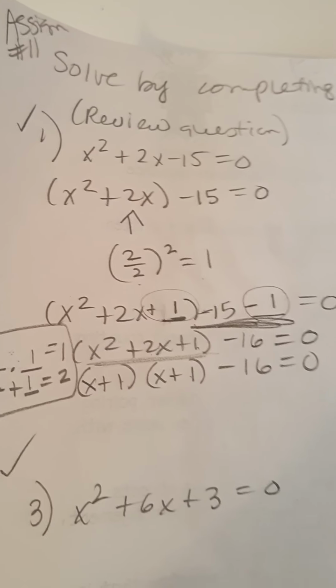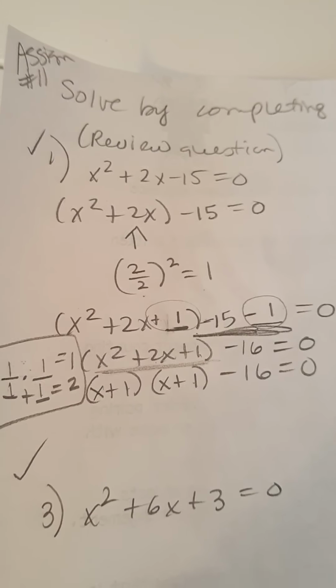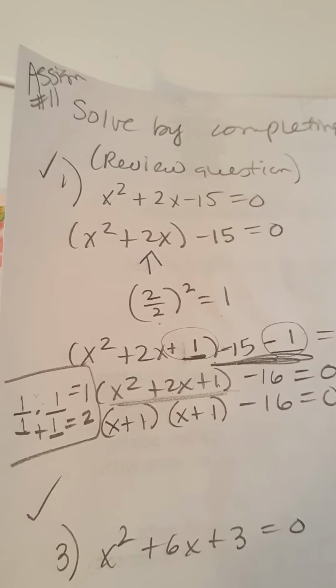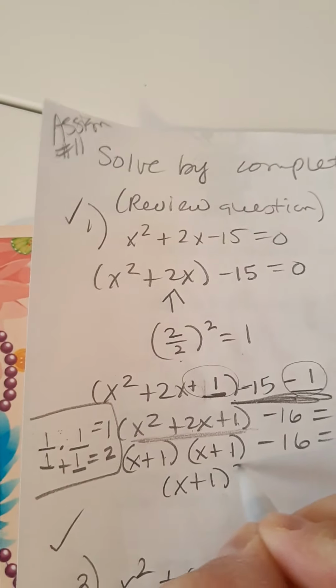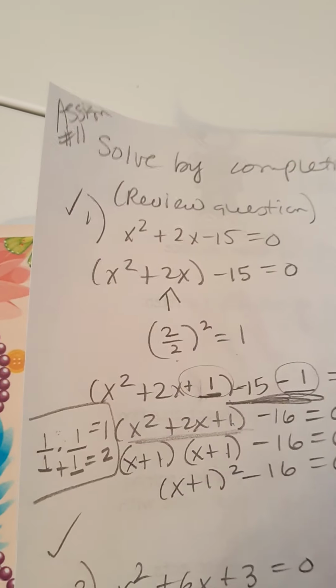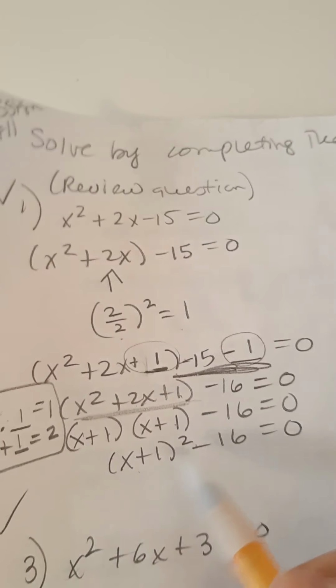This was the step that a lot of you said, can't we just skip? And yes, you can. Since there's 2 of them, it's x plus 1 squared.